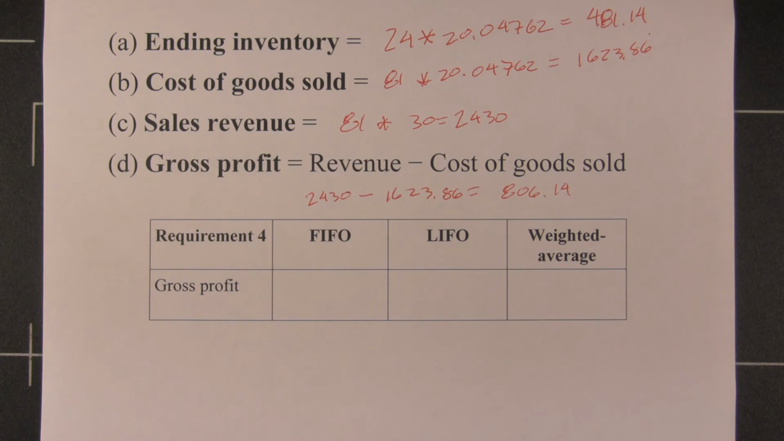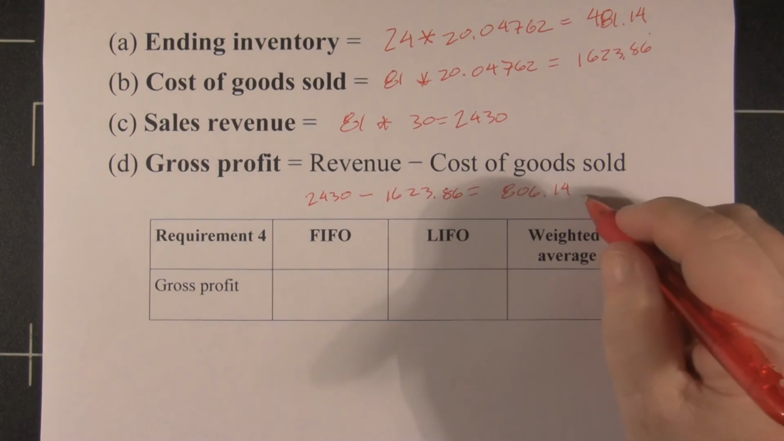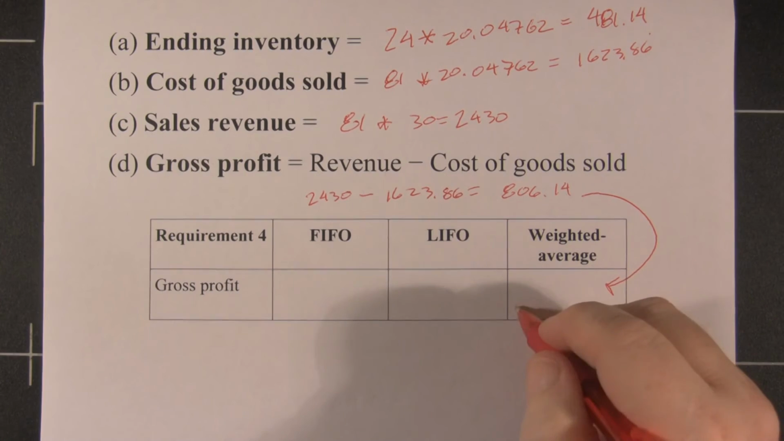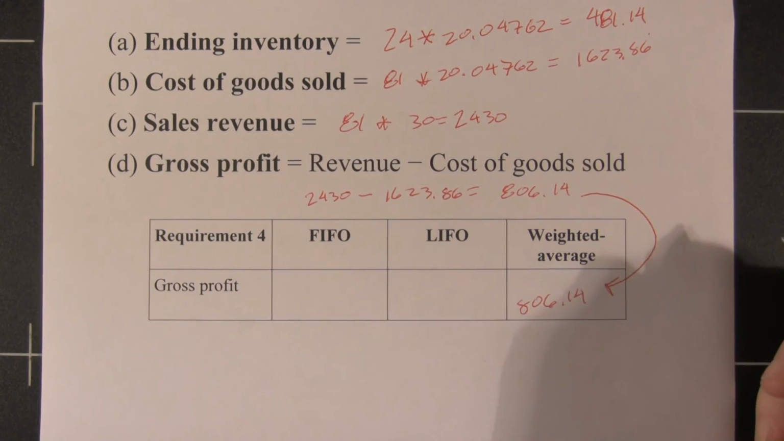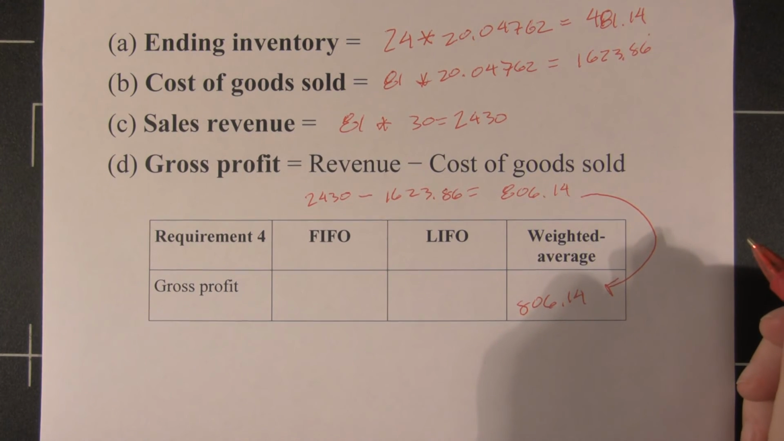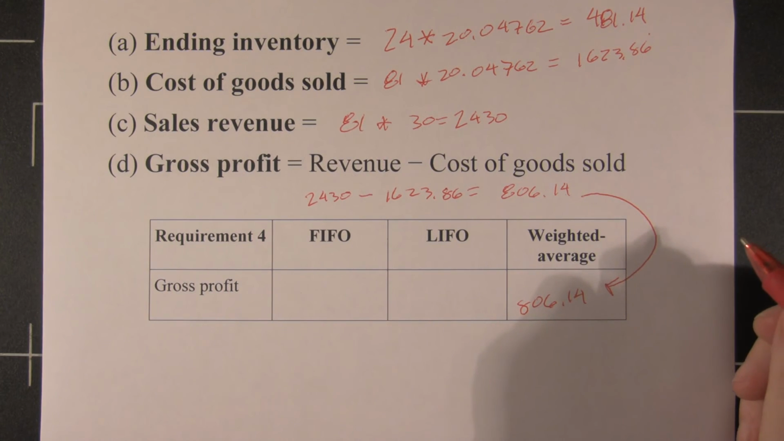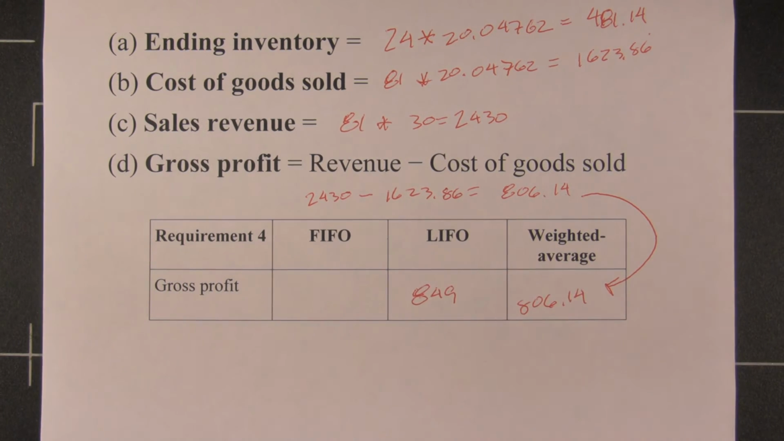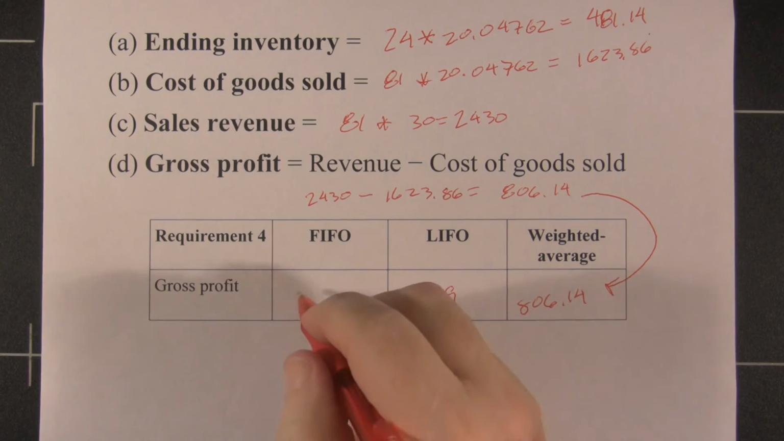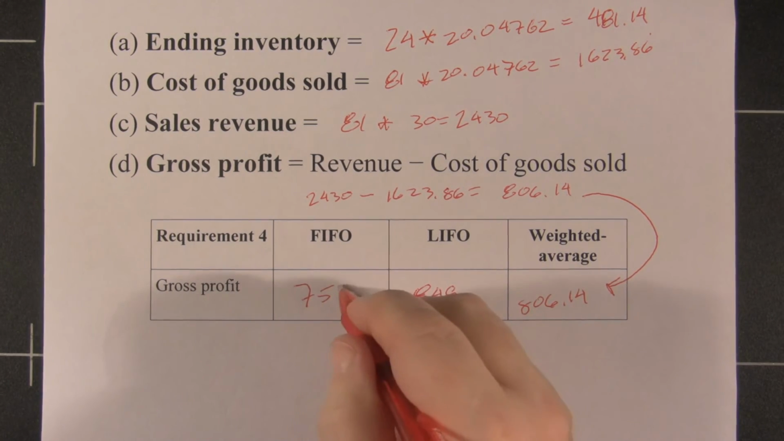Now, let's take a look at the gross profit under each of the three methods and see what we come up with. Our gross profit under weighted average, we just did that, is 806.14. Our gross profit under LIFO was 849, and our gross profit under FIFO was 757.